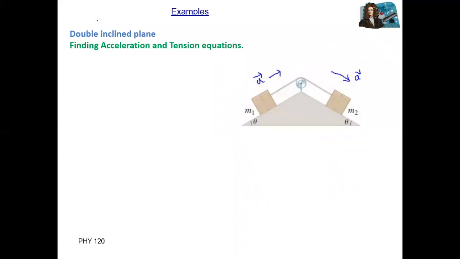Okay, it was in your mid, I think the third quiz: how to find acceleration and tension equation. Excellent question. It's very easy. Solving mass number 1 and mass number 2 separately. First of all, how many forces are on mass number 1?